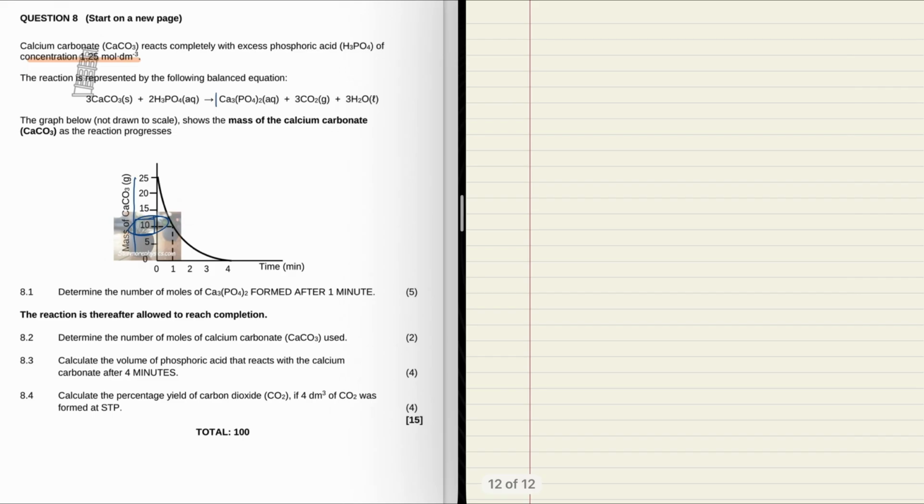Moving on now to question 8.4. Calculate the percentage yield of carbon dioxide if 4 dm cubed of CO2 was formed at STP. So let's figure out what you're supposed to form. So we'll do the ratio of CaCO3 to CO2. Now from the reaction, the ratio is 3 to 3. So if you have 0.25 here, then this is going to be 0.25 here.